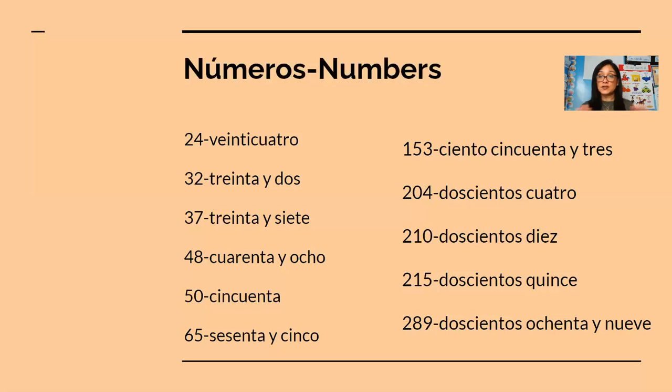153. To say just the number 100, cien. But when we count past 100, we don't say cien anymore. We say ciento. 153. If you notice, the Y is after the 50. We never put the Y between the 100 and the 50. We don't say ciento y cincuenta y tres. 153.